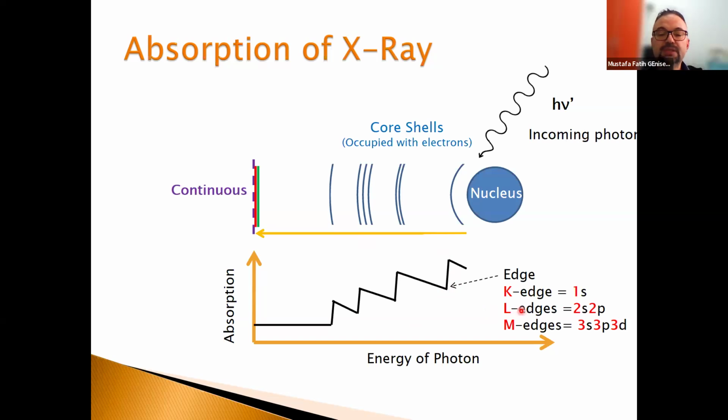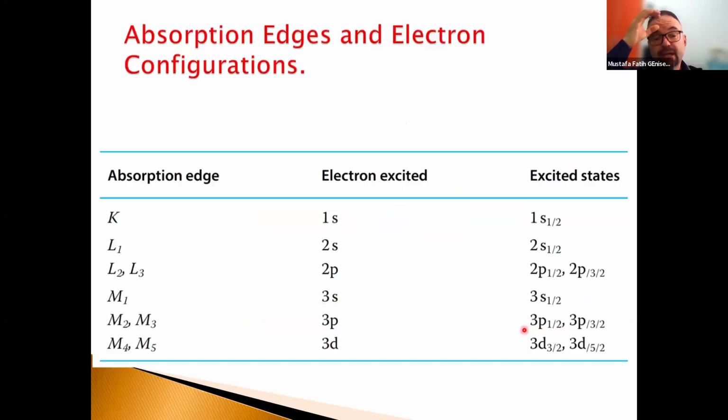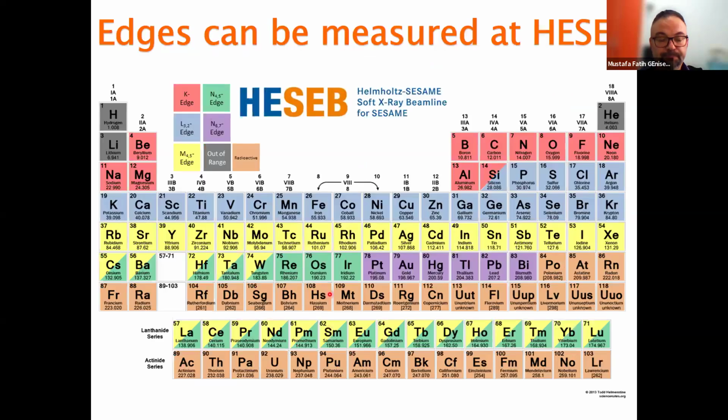L edges deal with the electrons in the 2s and 2p orbitals. Here, the K, L and M names come from the principal quantum number, and it goes on like that. So when we look at it, we have absorption edges. When we say K, it's an electron excited from 1s orbitals. And when we say L, electrons are excited from 2s or 2p orbitals, and it goes on like that.